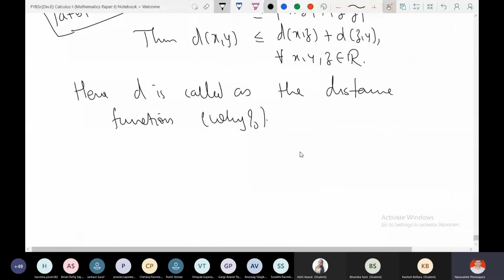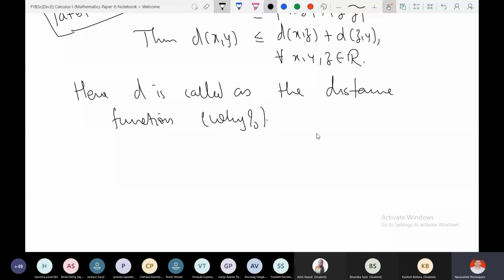And therefore, henceforth, whenever I need distance, I will use absolute value. Right. And whenever I use absolute value, it means that I am using distance somewhere. That you should remember. So, this is the way we are generalizing the ideas.